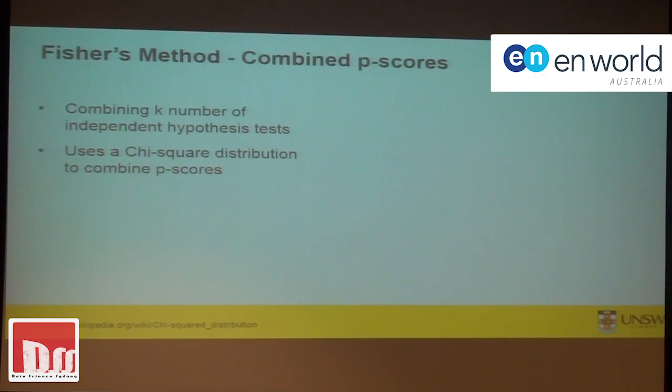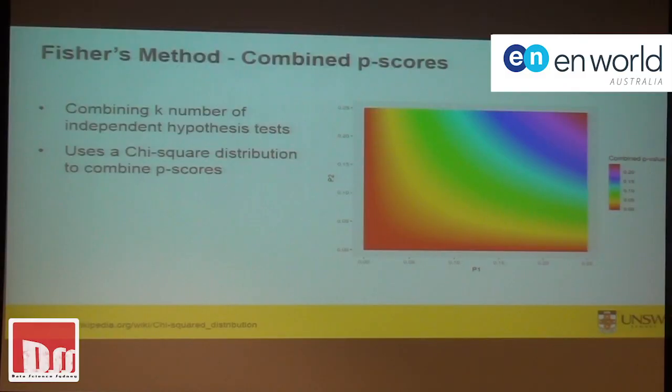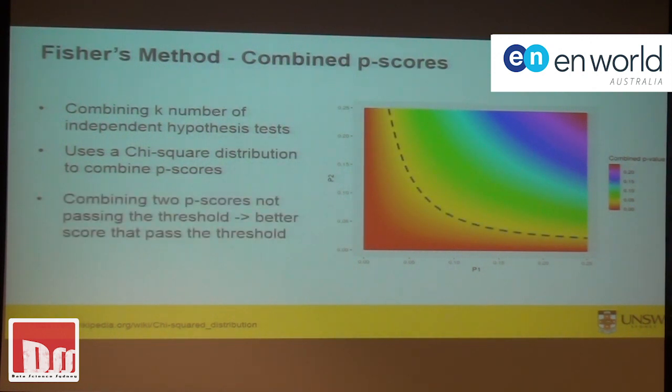We can combine two p-values to get a combined p-score using the chi-square distribution, and this is what it looks like. We have p-value 1 on the x-axis, p-value 2 on the y-axis, and the color gradient represents the combined p-scores. So what it means is that if you combine two p-scores that are not passing the threshold, then it can give you a score that better passes the threshold. The dotted line is equal to 0.05 for the combined p-value, and anything below the dotted line is a combined p-score which is better than 0.05.